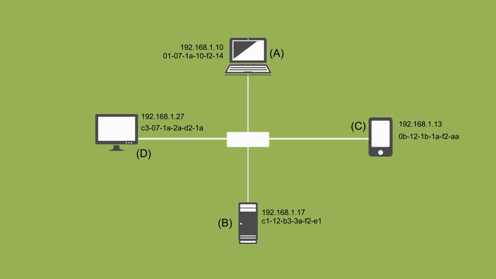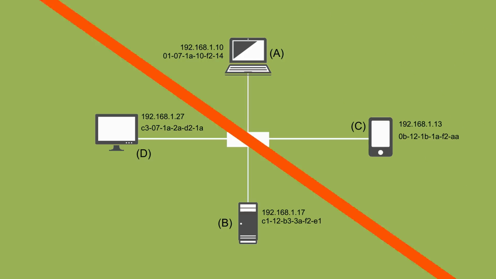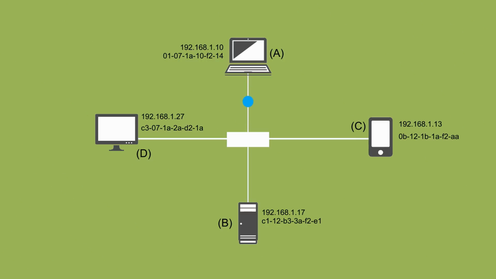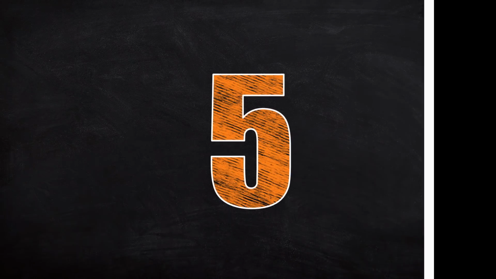So device A needs device B's MAC address. To remedy the situation, device A uses the Address Resolution Protocol to broadcast a message to all devices within the local network, asking that the device with the matching IP address reply with its MAC address. Upon receiving the incoming message, device B finds that its IP address is a match and responds with its MAC address. Now device A has all the information it needs to send a message directly to device B. And that is the purpose of ARP.